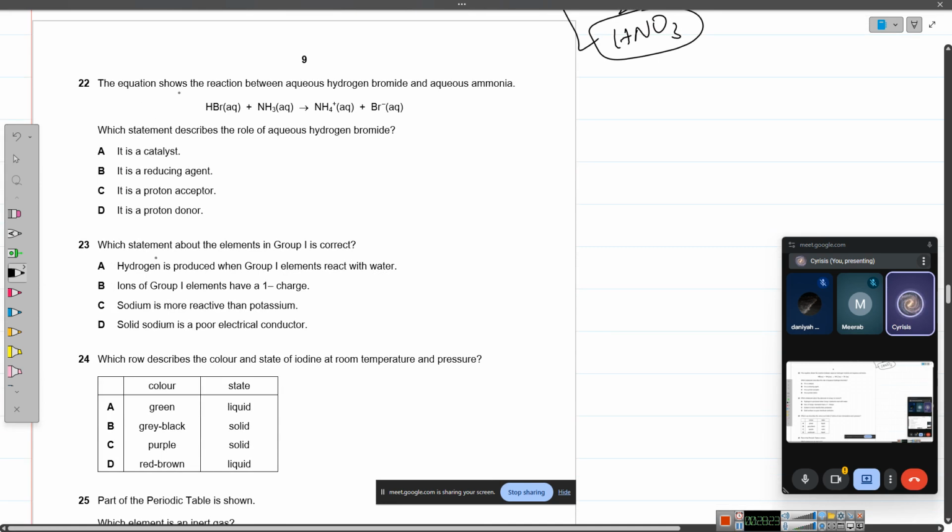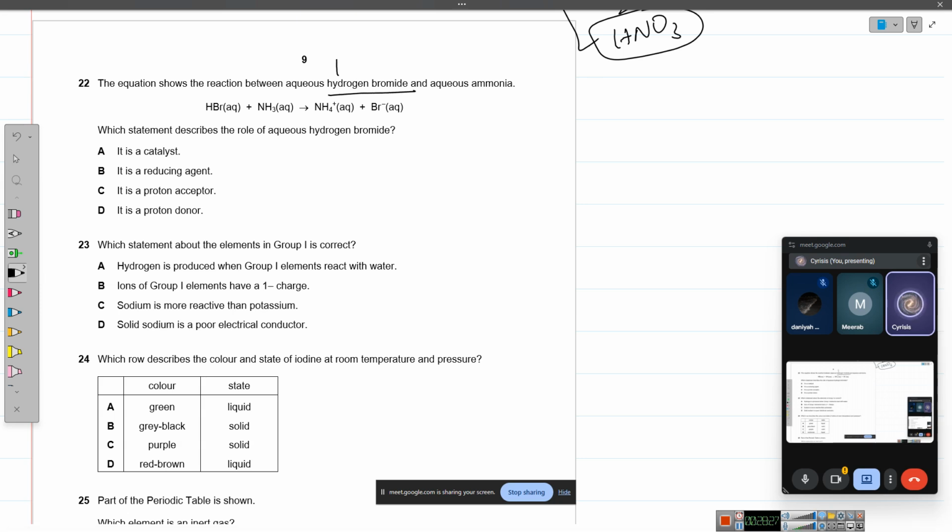The equation shows the reaction between aqueous hydrogen bromide, HBr, and ammonia, NH3. Remember, acid and base reaction, right? So it's this reaction. Which statement describes the role of aqueous hydrogen bromide, right? As a catalyst? No. Reducing agent? We'll see. Proton acceptor? No. Acids are not proton acceptors, they are proton donors, right? So this is a plausible option.